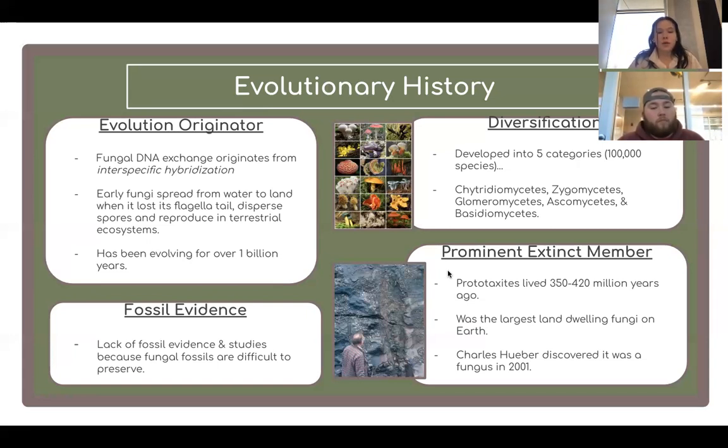Charles Huber was a paleontologist who in 2001 discovered that the prototaxite was actually a fungus, after it was believed to be a conifer for so long because of its height. In 2007, it was widely accepted that it was a fungus.